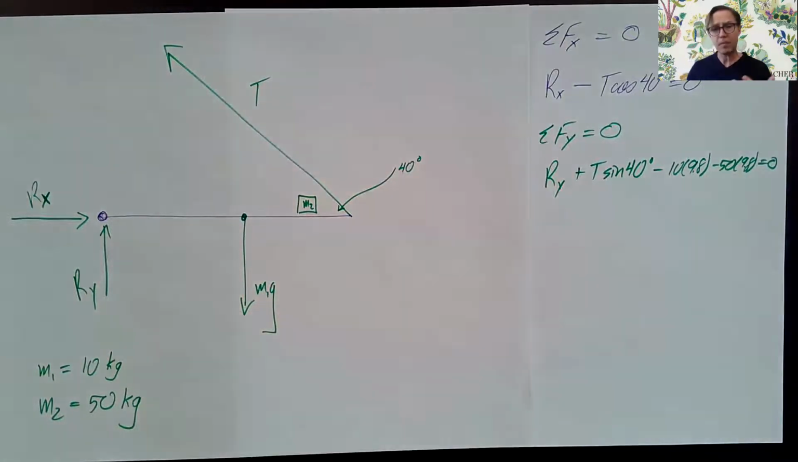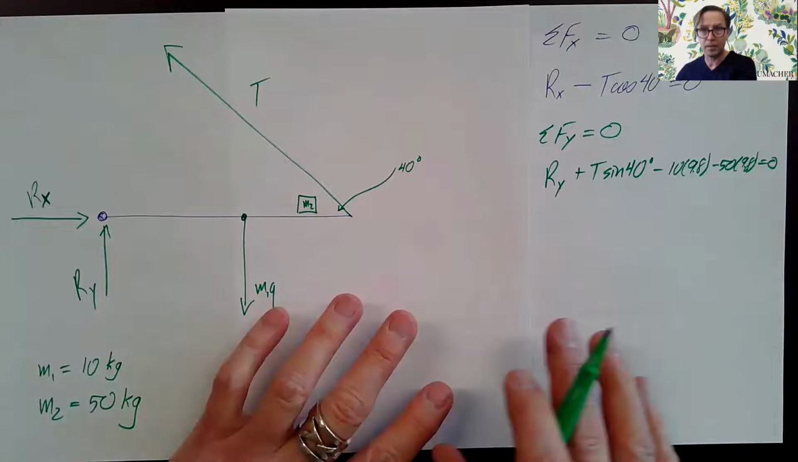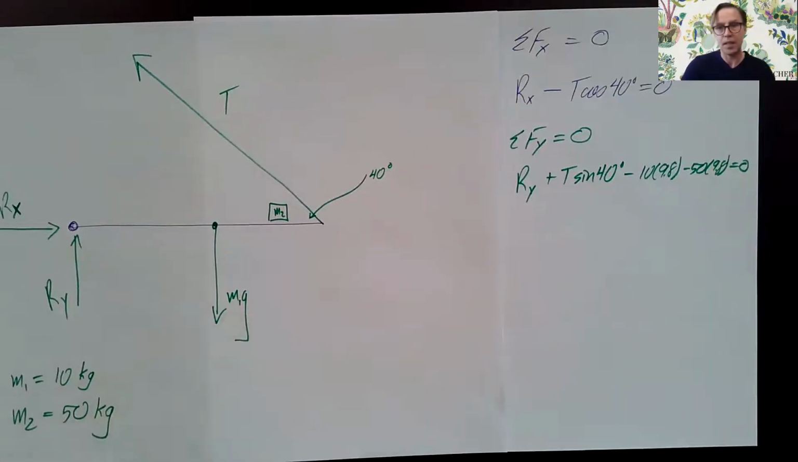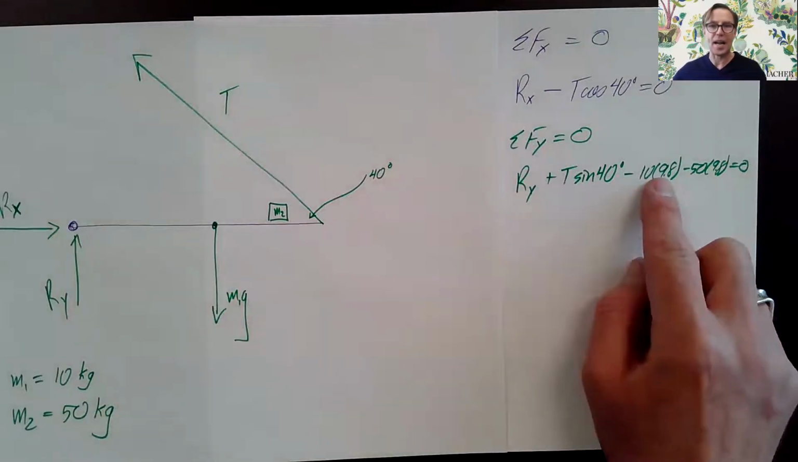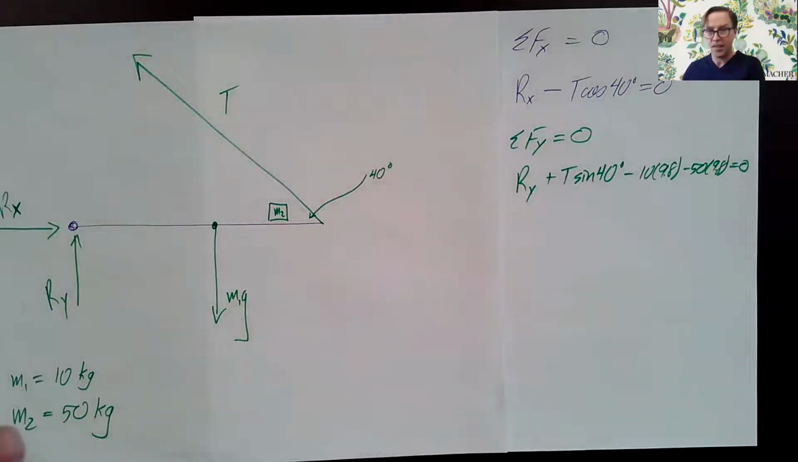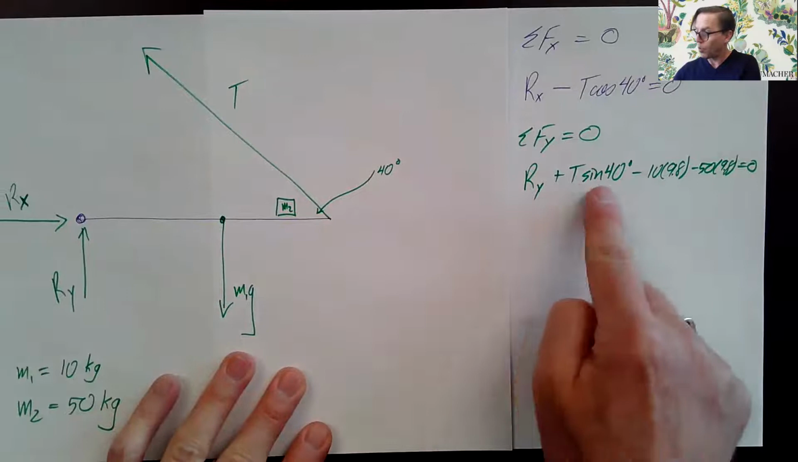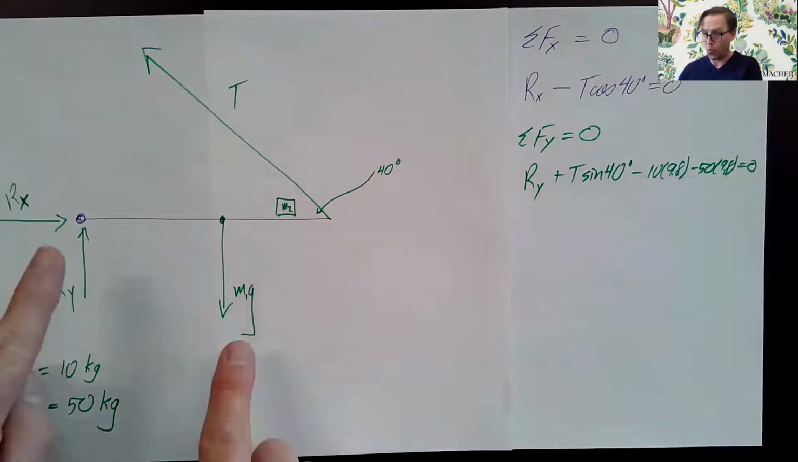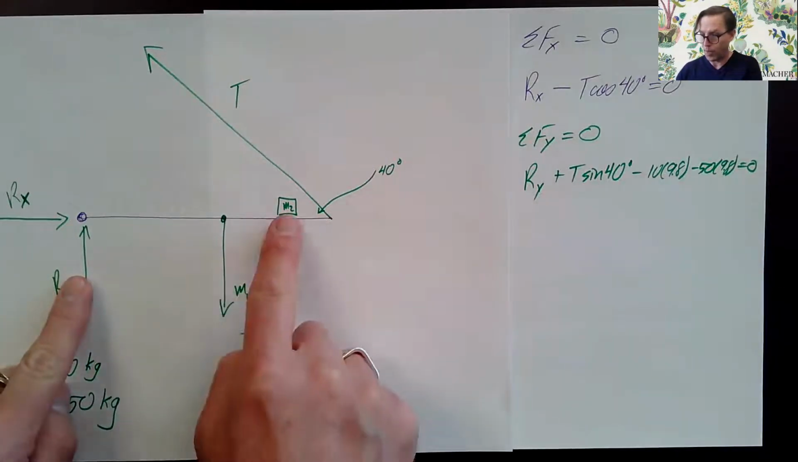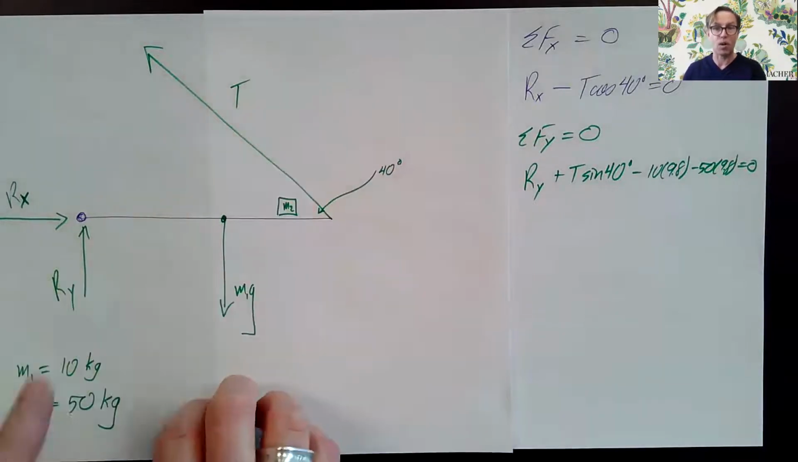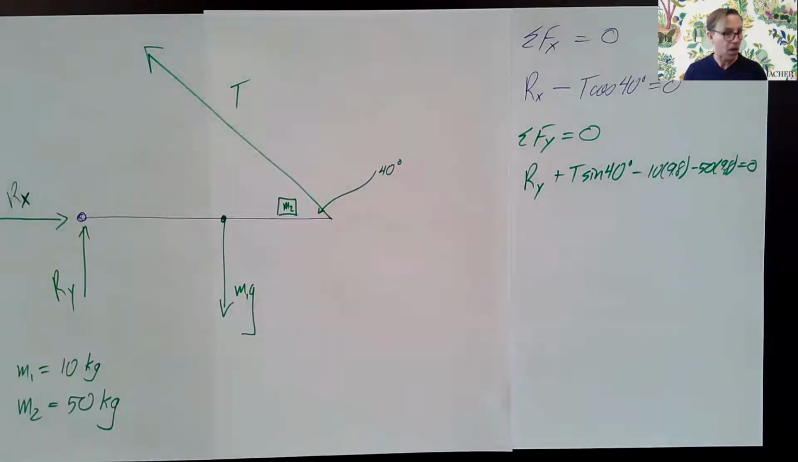Now, later on, that's going to become 10 plus 50 times 9.8. But I'm not going to add them together yet. I want to be really explicit that there are 1, 2, 3, 4 vertical forces. 1, 2, 3, and this component is 4. All right, so that's my second equation.